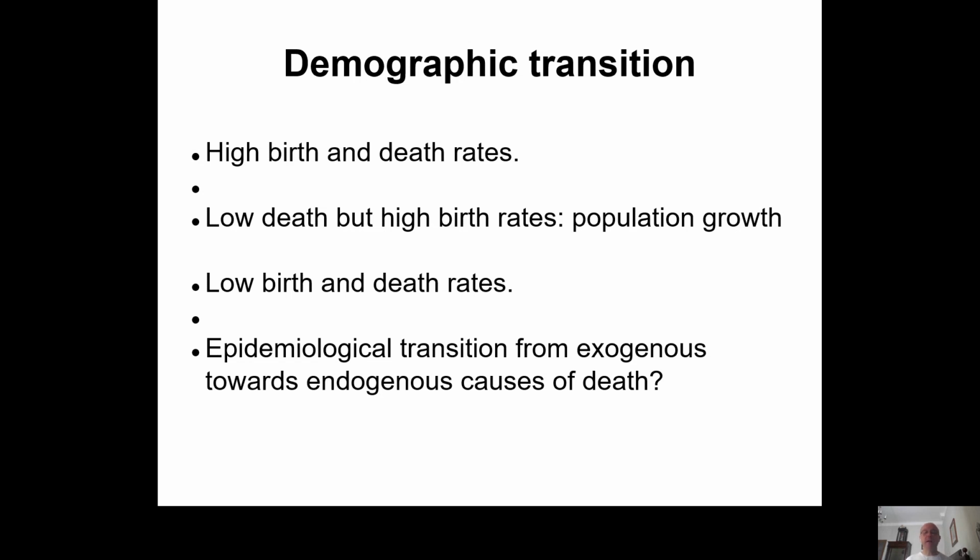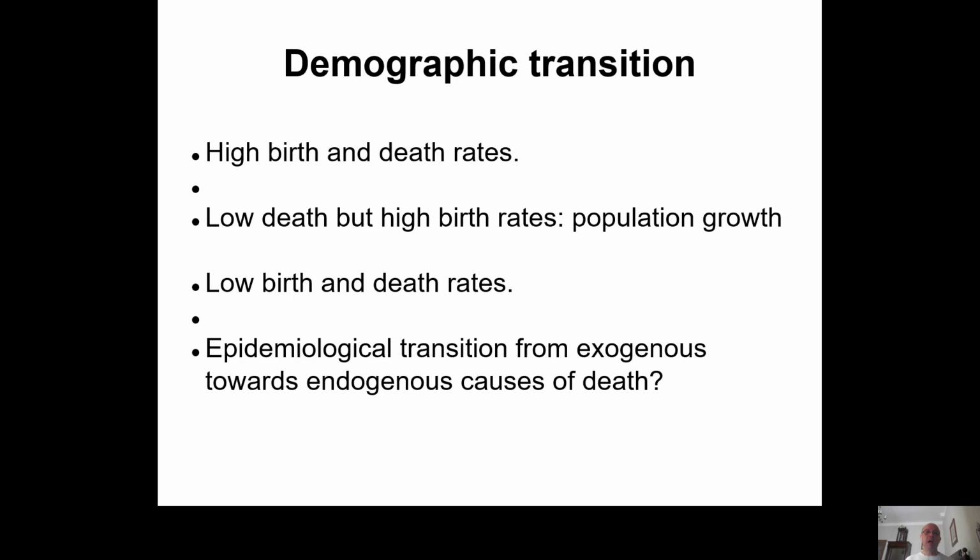Finally, in many countries we are at a new regime where both birth and death rates are low. And so population is stagnant again, or is even decreasing if birth rates are significantly low, below replacement thresholds.